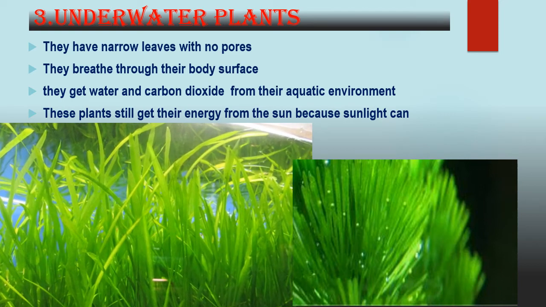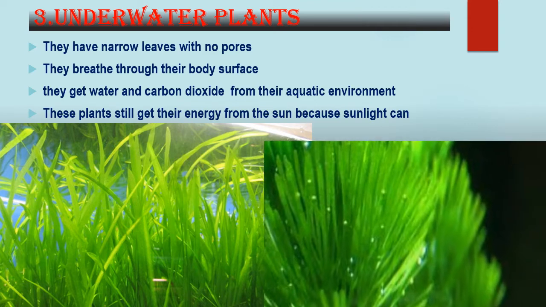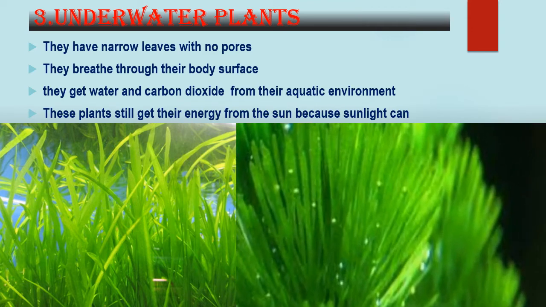As you can see, it has long narrow leaves. And the other example is pondweed. This is pondweed. So this is tape grass. As you can see, it has long and narrow leaves. These leaves arise from their roots. They are about an inch wide and can be several feet long.